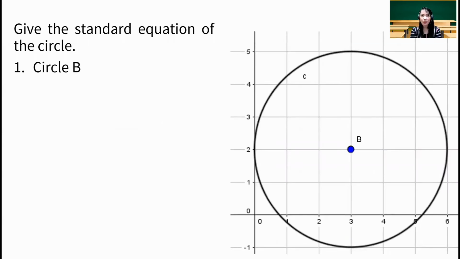Give the standard equation of the circle, given circle B. So you have to take note, you have to get the center and the radius.